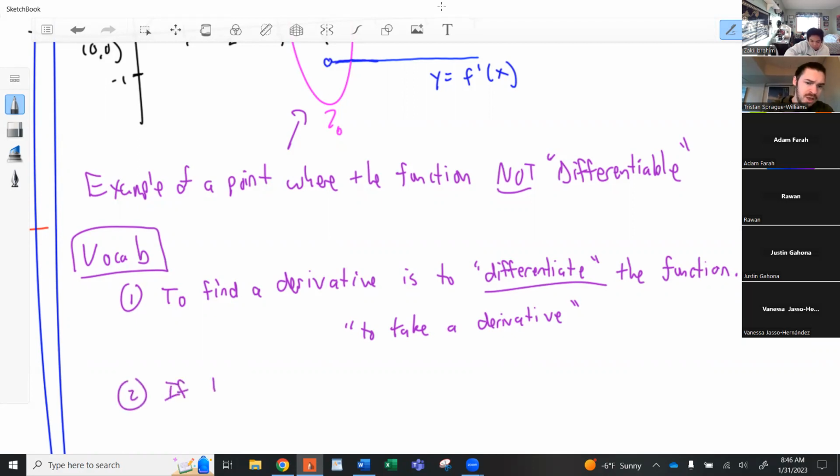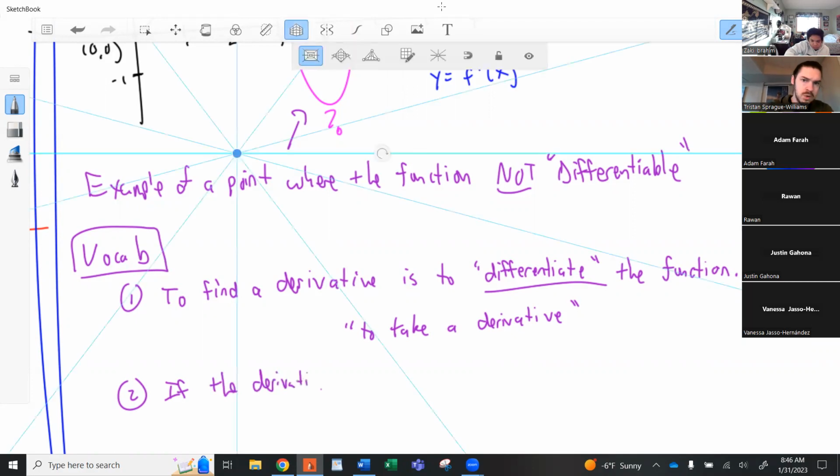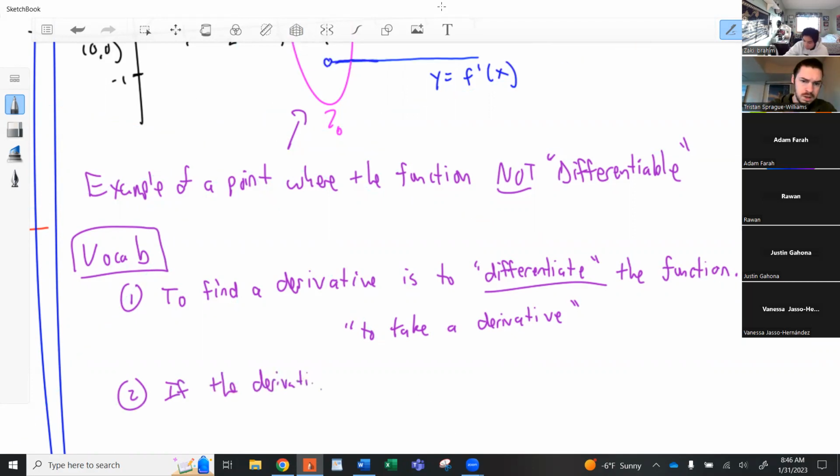If the derivative exists, a function f is called differentiable, which is differentiatable. It's possible to differentiate.